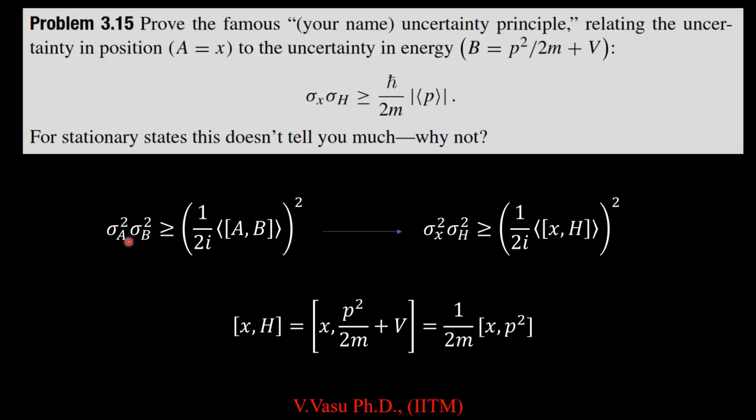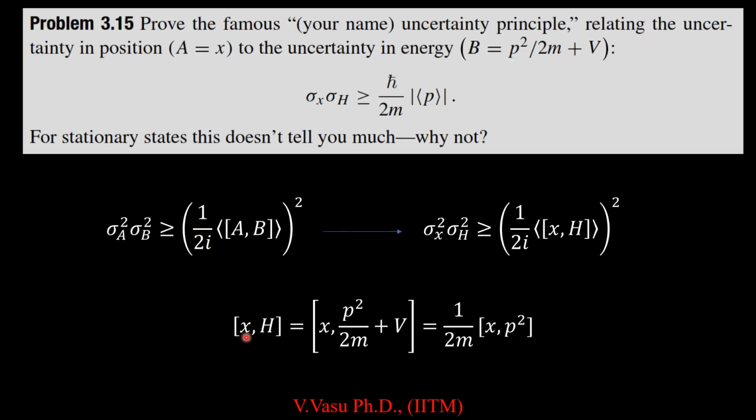From the generalized uncertainty principle, we know that sigma A squared multiplied by sigma Q squared is equal to or greater than the square of 1 over 2i times the expectation value of the commutator of operator A with operator Q. So here in our case, sigma x squared sigma H squared is equal to or greater than 1 over 2i, where operator A is x and operator Q is H. So the commutator of x with H, of course, the expectation value is there.